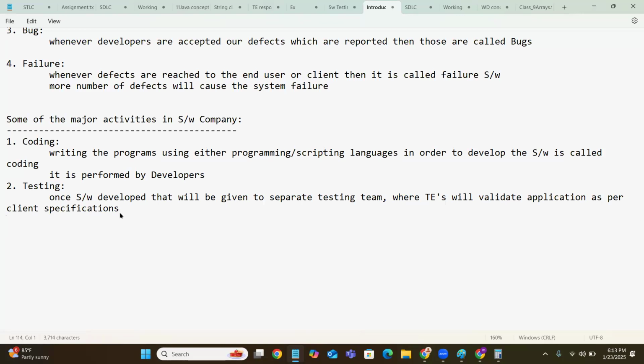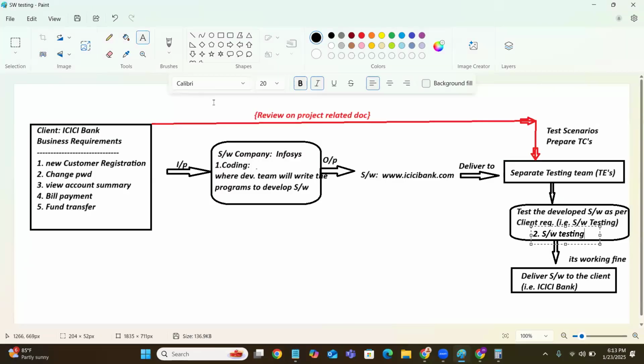Now, when we do testing, what is your goal while testing the software? To identify defects. Definitely, while testing the software, there is a possibility we are going to identify some defects.